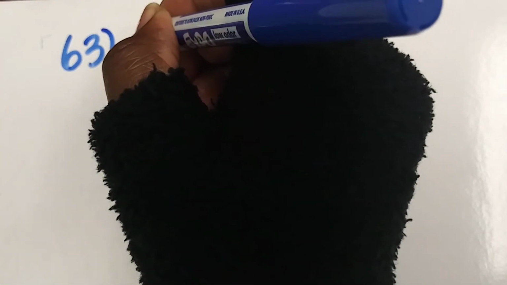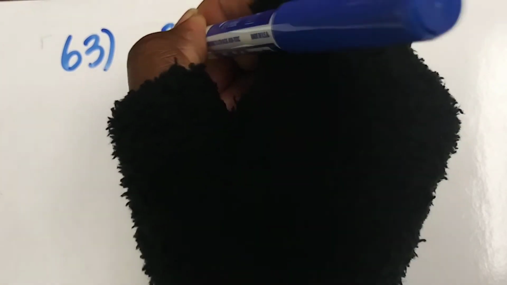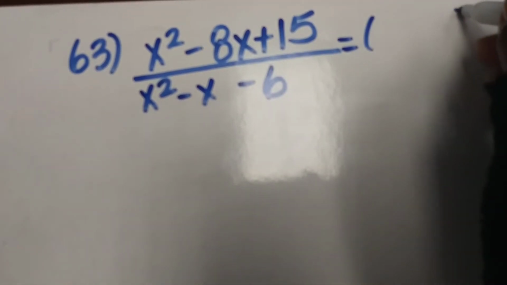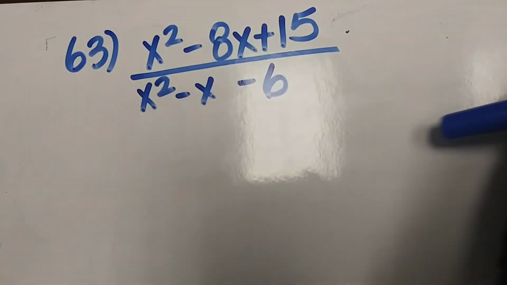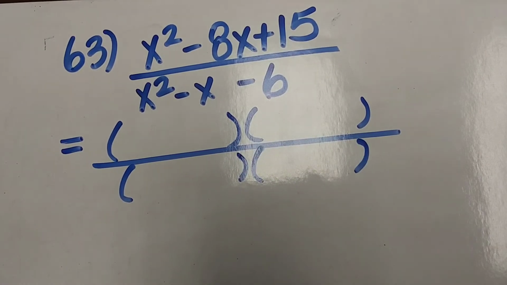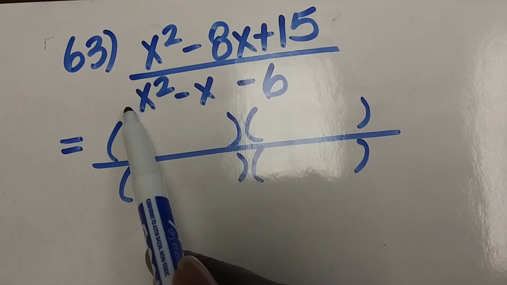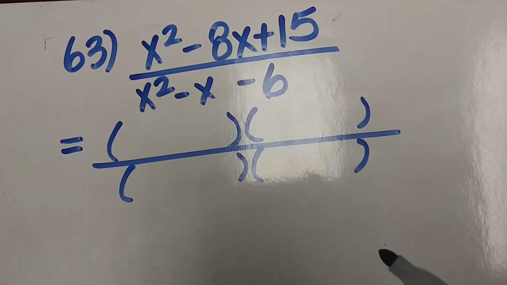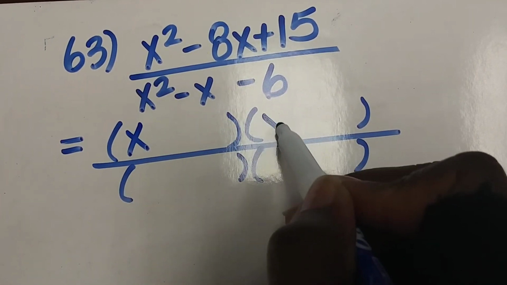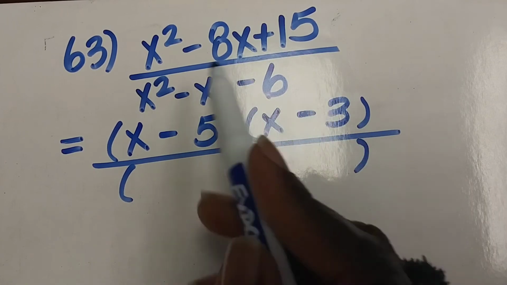Number 63. Same directions. We have x squared minus 8x plus 15 over x squared minus x minus 6. In my numerator, I see a trinomial and a trinomial in my denominator. Both of them have a leading coefficient of positive 1. So I can do the trial and error method. I need to figure out what two numbers will multiply to give me 15 and add to give me 8. I know that 5 times 3 is 15 and negative 5 minus 3 is negative 8 in the middle.